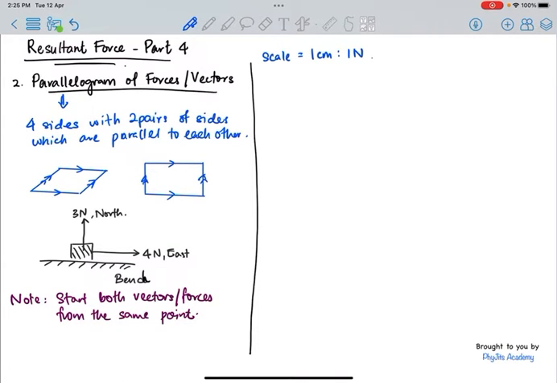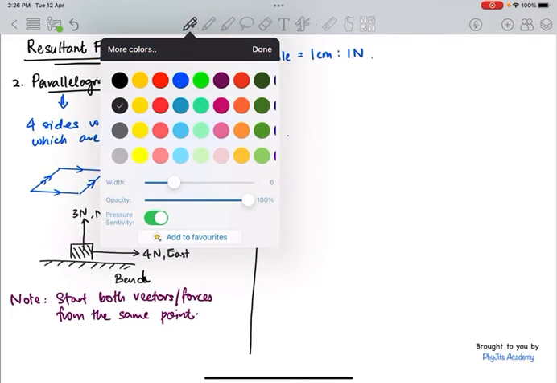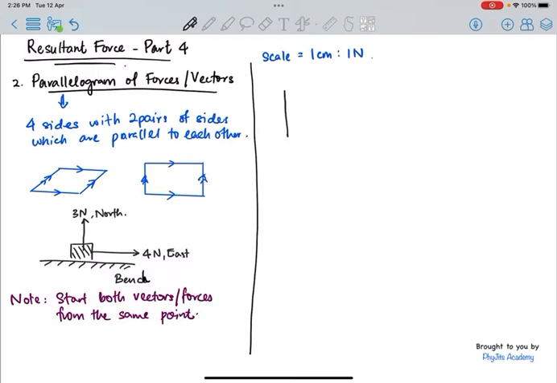By knowing that, we can draw by choosing the first vector. Just choose any of them. Let's say we choose the 3 Newton force as the first vector. You draw a 3 centimeter vertical straight line, pointing to the north, and label it as 3 centimeters. And starting from the same point, draw a 4 centimeter horizontal line, which represents the east, and label it as 4 centimeters.